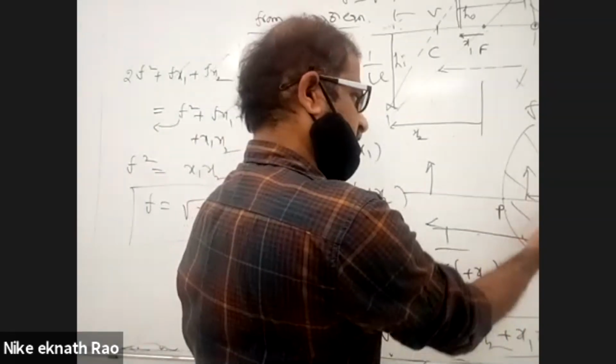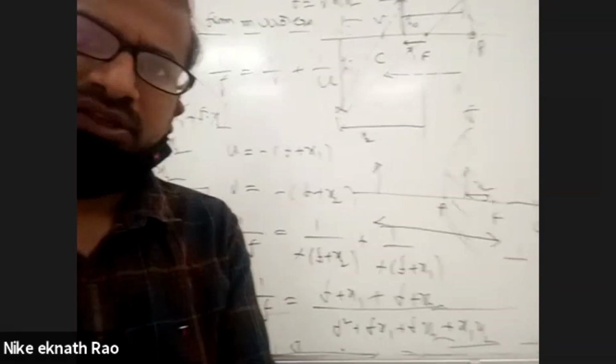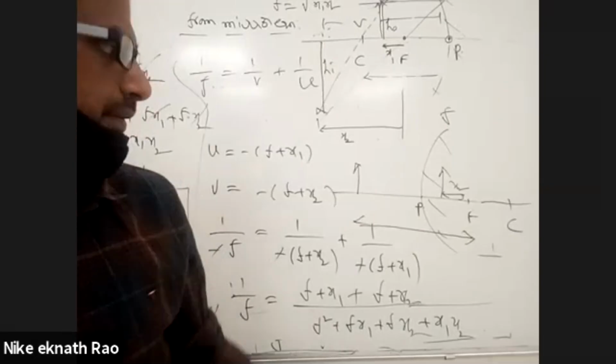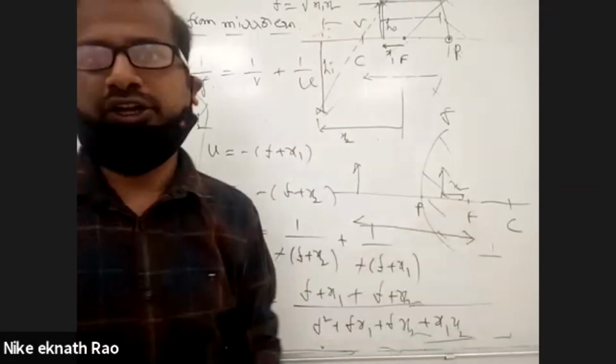So again, this distance is x2 you can take. Then also it is valid. I mean, if you measure focus, this formula value comes. F is equal to root x1 x2 formula.